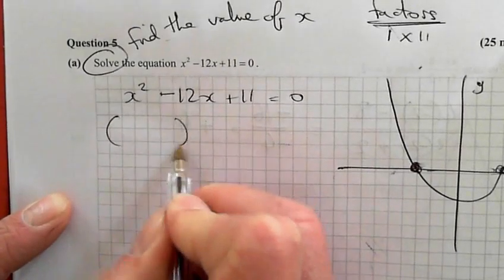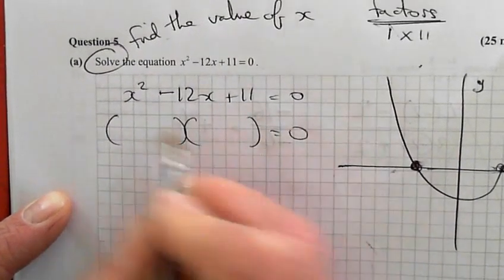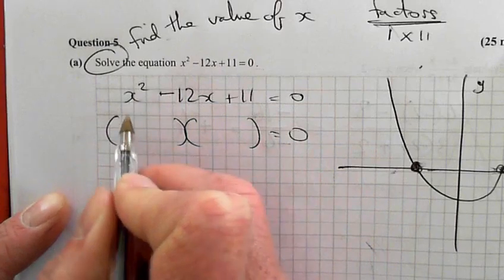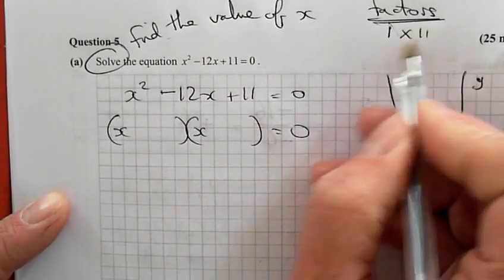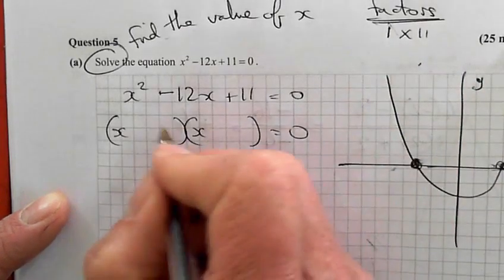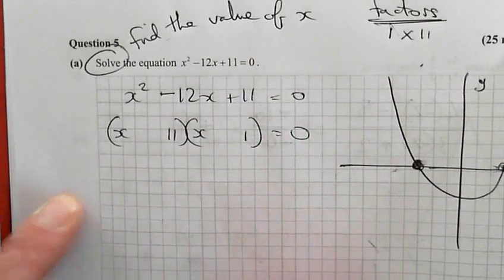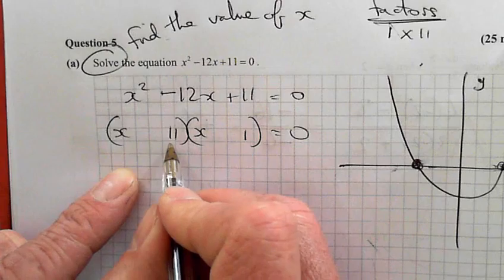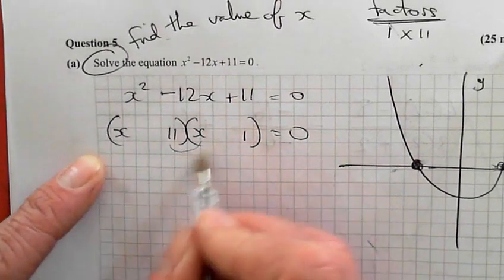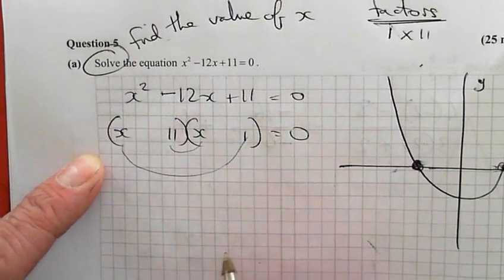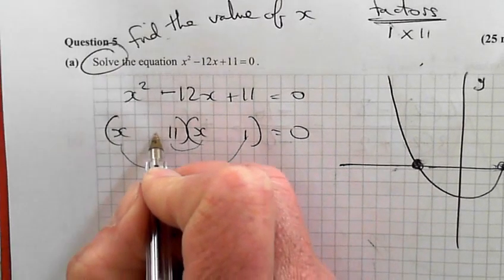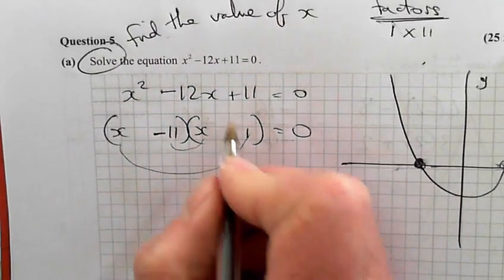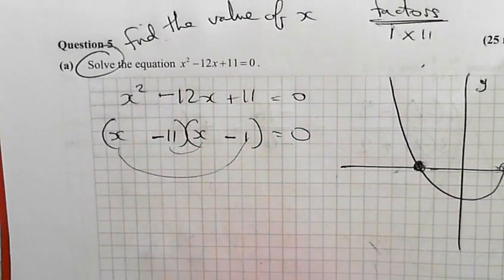And then you need two brackets. The factors of x squared are x times x, so you put x times x. And we use the two factors because they're the only two factors that we have. So 11 and 1. And when I multiply x times 11 times x, I get 11x. And that's 1x. So how do I get minus 12? I need minus 11x and minus 1x to give me minus 12.